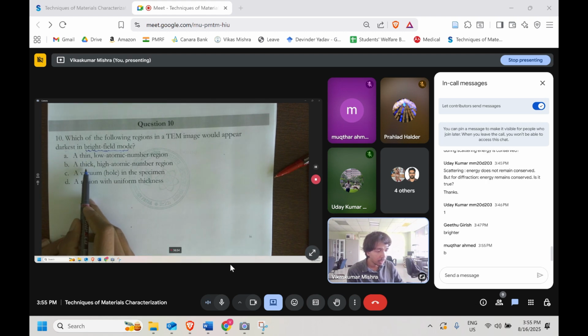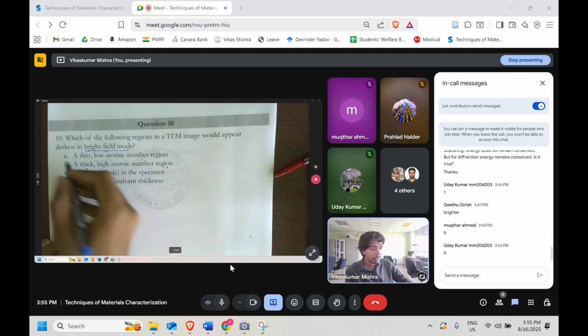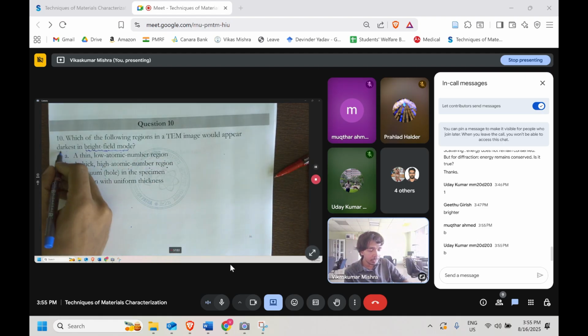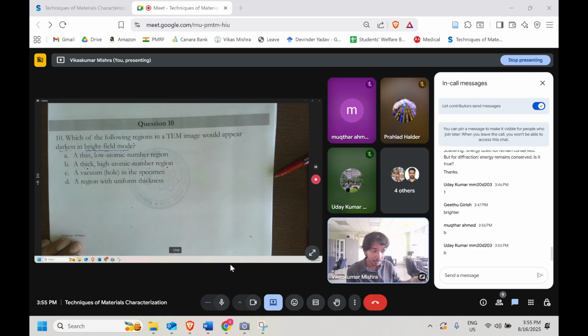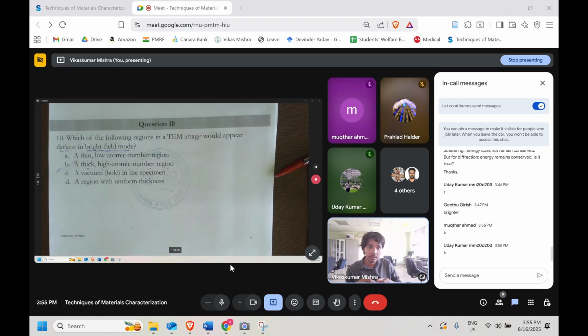So a thick, okay, Ahmed is telling it's a thick, high atomic number region. Very good. So in the bright field mode, the darker one will be the one which scatters more. So option B is the right answer. Very good, guys. So it's clear that we are getting it.